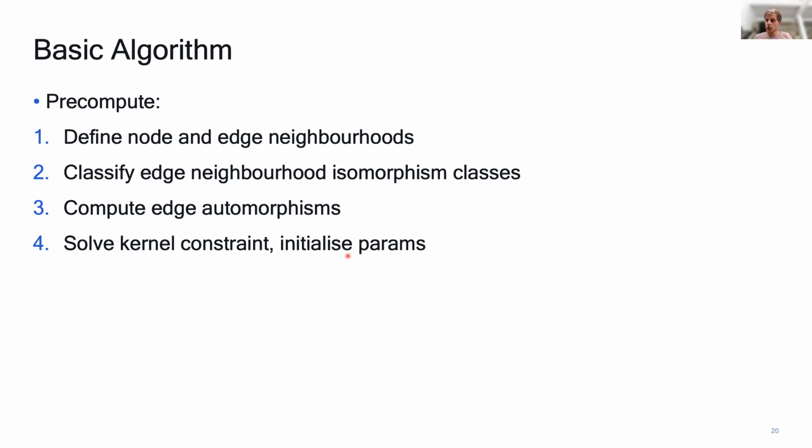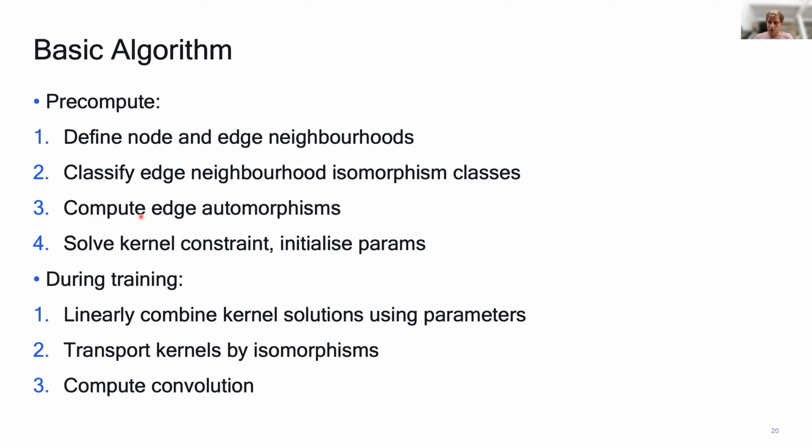So if we would do this in a computer, what would this look like? Well, we define the neighborhoods. We find out which edge neighborhoods are isomorphic. Then for all these classes of isomorphic edges, we try to figure out what are the symmetries of these subgraphs. Then these symmetries give us these linear constraints, which we solve, and we find and initialize the parameters.